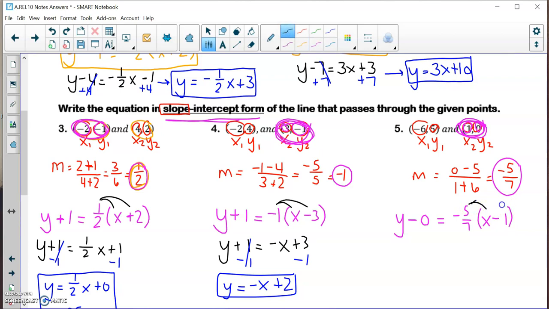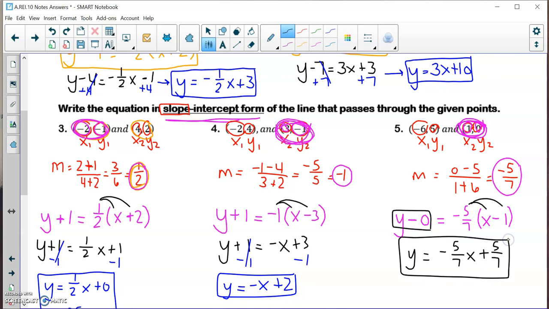Distributing the -5/7 in, and then also a y minus a 0 is just a y. I wind up with this, and y is already isolated. And that is how we would write our equation in slope-intercept form given 2 points.